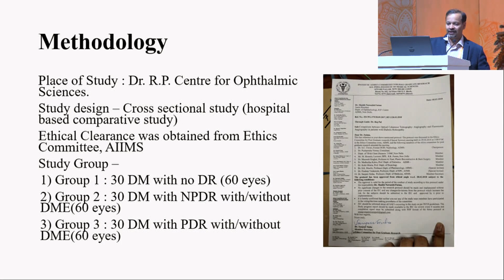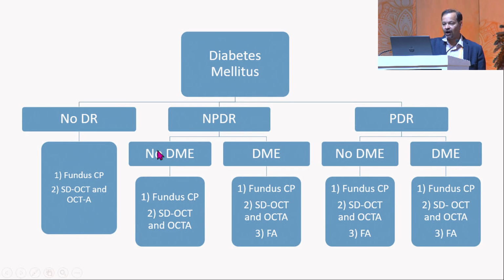So this study was conducted at RP Center. It was a cross-sectional study, and we performed it after obtaining ethical clearance from the ethics committee of the AIMS. We had 3 study groups. Group 1 had 30 diabetic patients without any diabetic retinopathy. Group 2 had eyes with non-proliferative diabetic retinopathy, and these eyes may have diabetic macular edema or not. And group 3 had diabetic patients who had proliferative diabetic retinopathy. So this is essentially the workflow of the study.